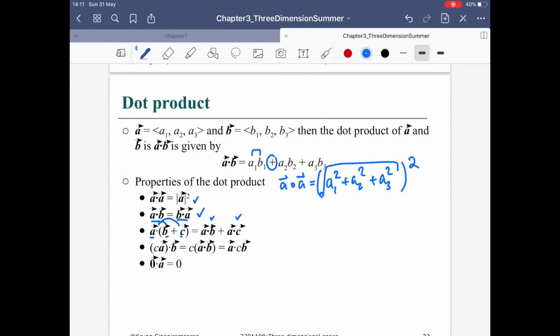If you have a scalar c multiplied by A and then dot the vector B, you can either do c and A first, or you do A dot B first and then multiply by the number c, or you can just do c multiplied by B and dot the vector A. It doesn't matter, you can do any switching of the order like this. And if the zero vector is dotted with vector A, the result will be just the real number 0. So look at it carefully, which one is the vector and which one is a number.